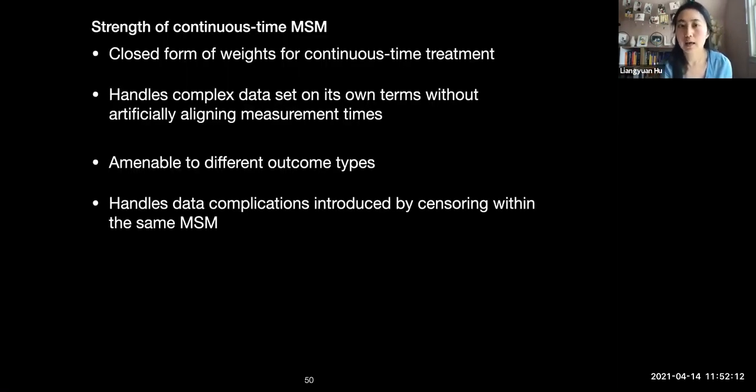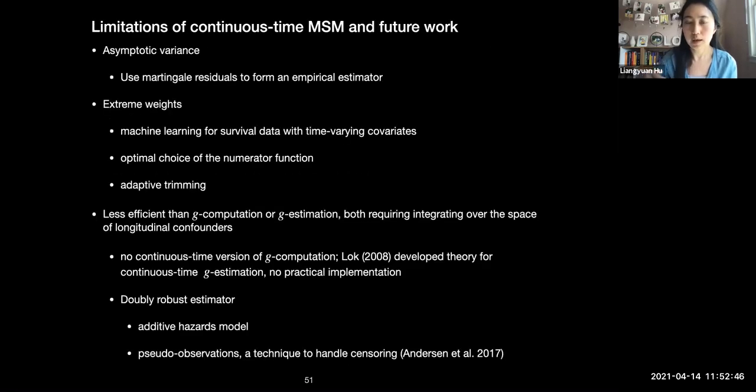So to summarize, the strength of the continuous time based marginal structural model is that there is a closed form of weights. We can handle complex data sets on their own terms without having to artificially align measurement times. This marginal structural model is amenable to different outcome types, whether continuous, binary, survival, or composite outcomes. And it can handle data complications introduced by censoring within the same model. And of course, it also has limitations, which open up opportunities for future research.